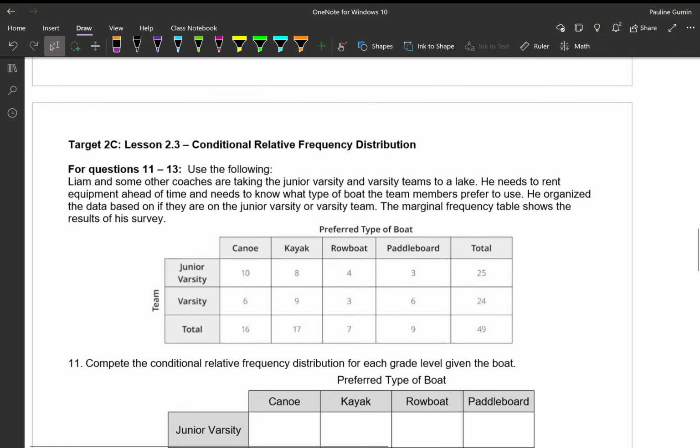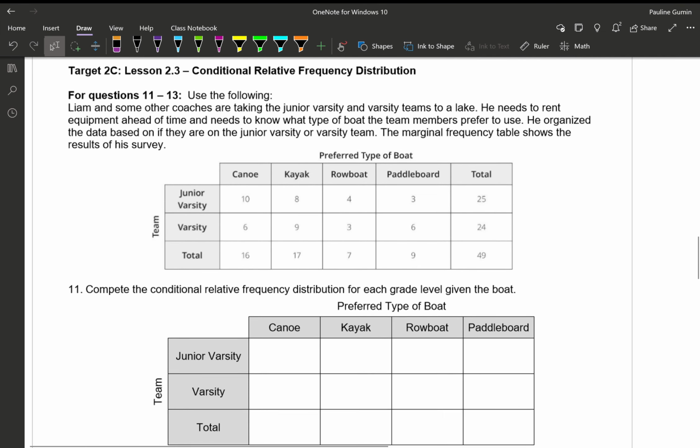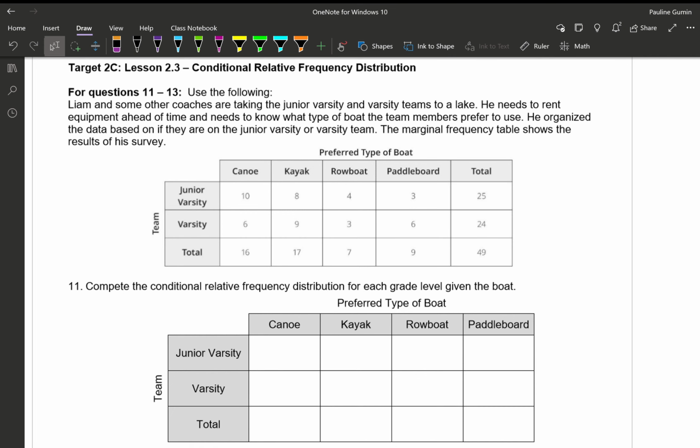All right, let's take a look at these next 3 questions. For questions 11 through 13, Liam and some other coaches are taking the junior varsity and varsity teams to a lake. He needs to rent equipment ahead of time and needs to know what type of boat the team members prefer to use. He organized the data based on the survey, if they are junior varsity or varsity. Here's the marginal frequency table.